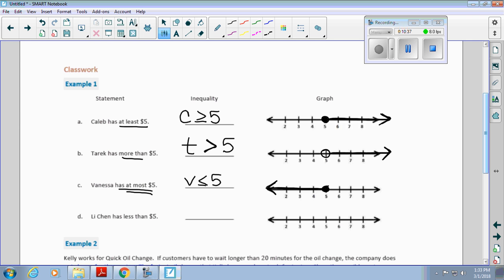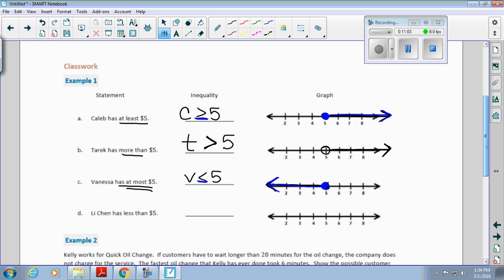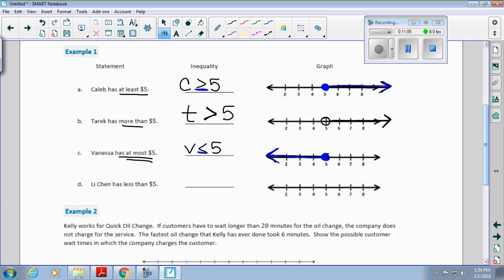Again, if you see this line, which I will underline in blue, that means you need to fill in the circle to indicate it's included. I think a lot of confusion comes from when you say at least, you think less than is least. But that means that's the absolute lowest amount he has, so he has more than that amount. Plus, he could also have that amount as well.